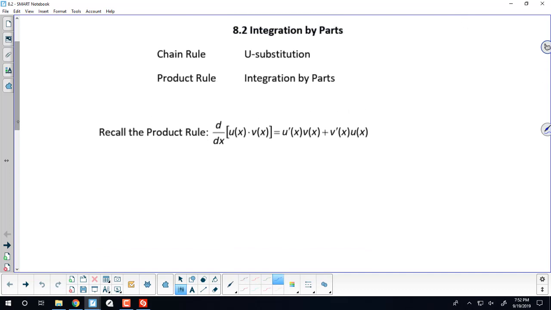All right, let's start 8.2. In 8.2, we're going to look at integration by parts. And so integration by parts helps us undo a product rule.